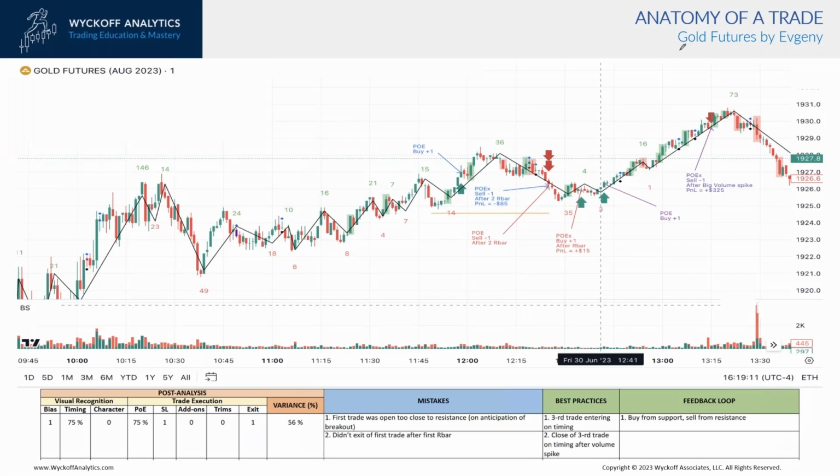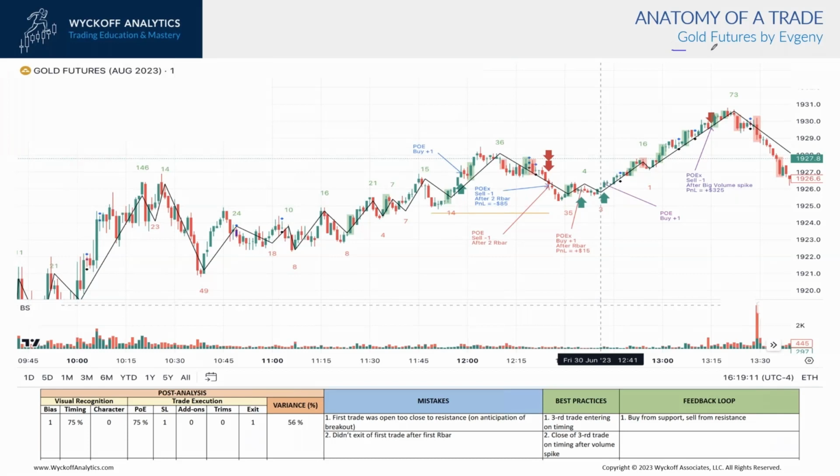So, yeah, the points of entry, generally pretty good. So he's giving himself 3 out of 4 on that. Using a stop loss, definitely. No add-ons, no trims, and the exit a full point there. And what we're saying is 1.75, 2.75, 3.5, 5.5, 6.5 out of 8.